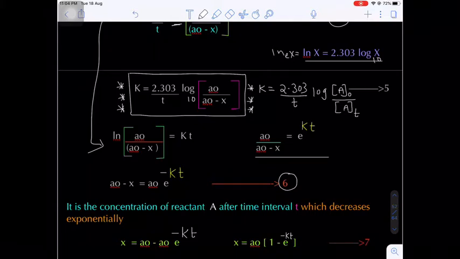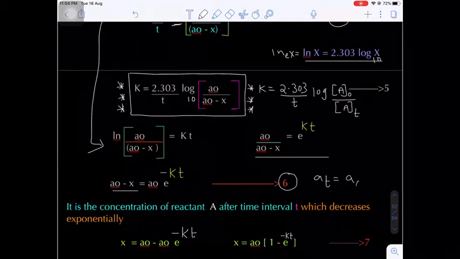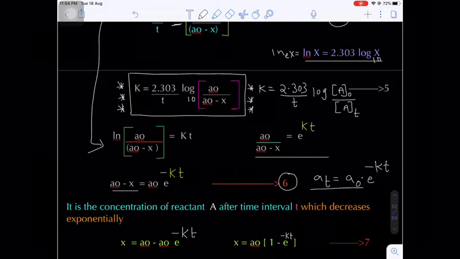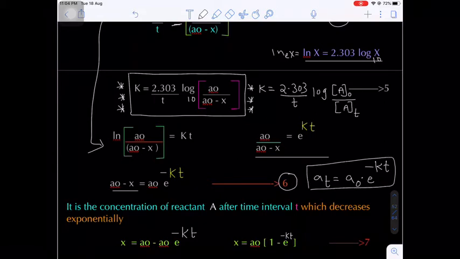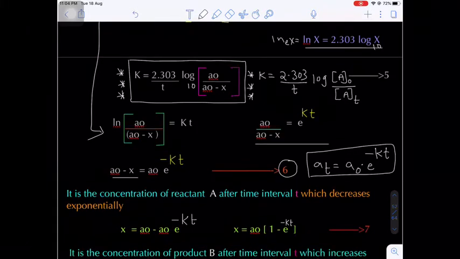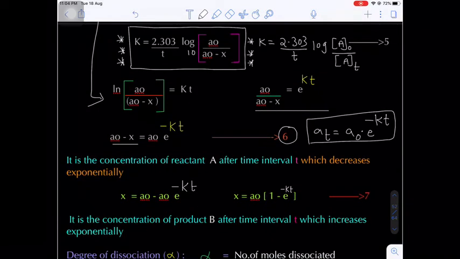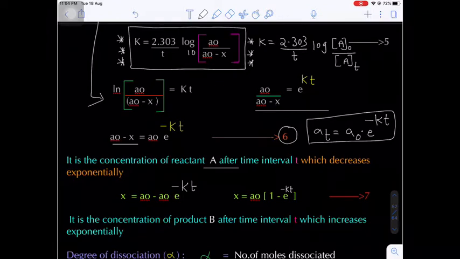Now a naught minus x is the concentration of a reactant at a time interval t, and it will be equal to the initial concentration of reactant a naught into e to the power minus kt. Are you getting my point? So this is the relation between the concentration of a reactant at a time interval t and the initial concentration of a reactant. What is the concentration of reactant after a time interval t? AT. If you see carefully, AT is equal to A0 into e to the power minus kt.